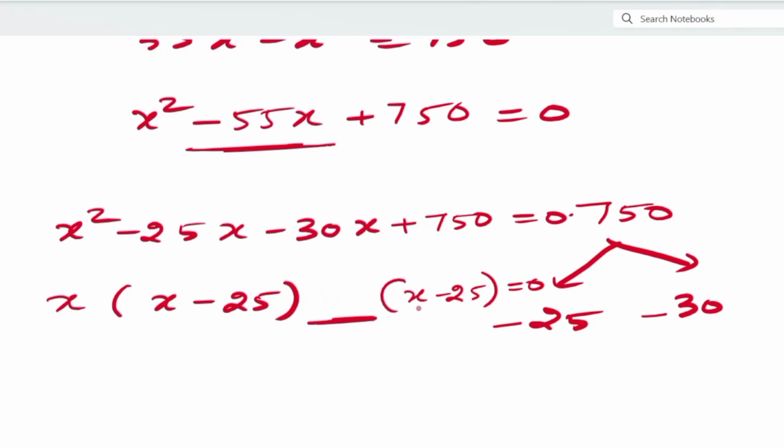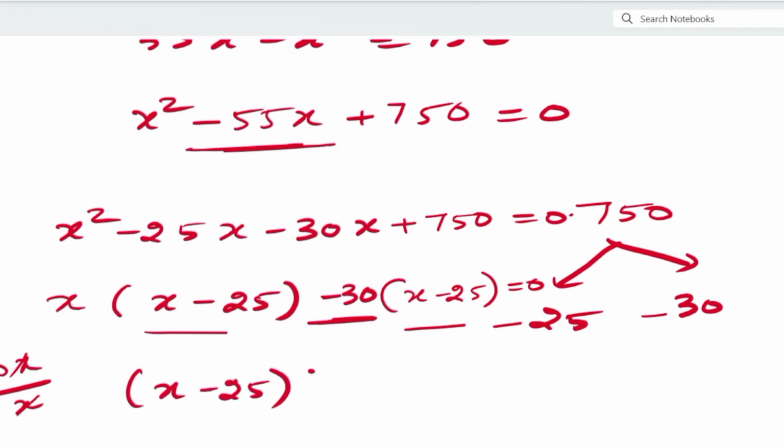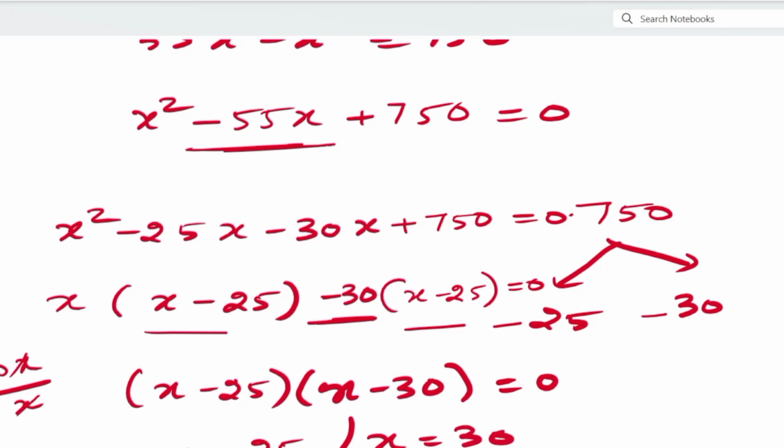The reason why we are putting x minus 25 here is that you all know that in the next step we will be taking this x minus 25 as common, right? I have told you how to find out. So you will do minus 30x divided by x, you will get minus 30. So minus 30 is what you are taking as common. So here x minus 25 into x minus 30 is equal to 0. So x will come out to be 25 or x will come out to be 30.